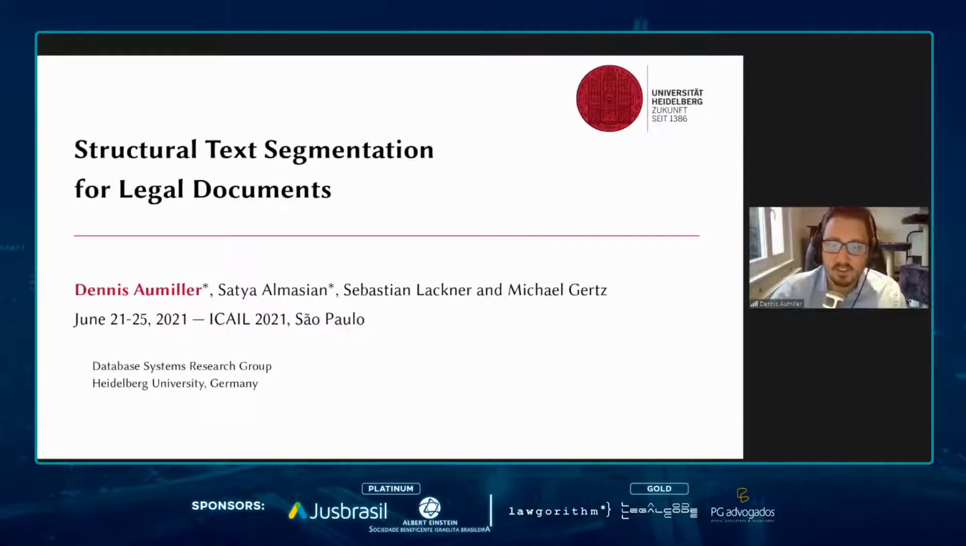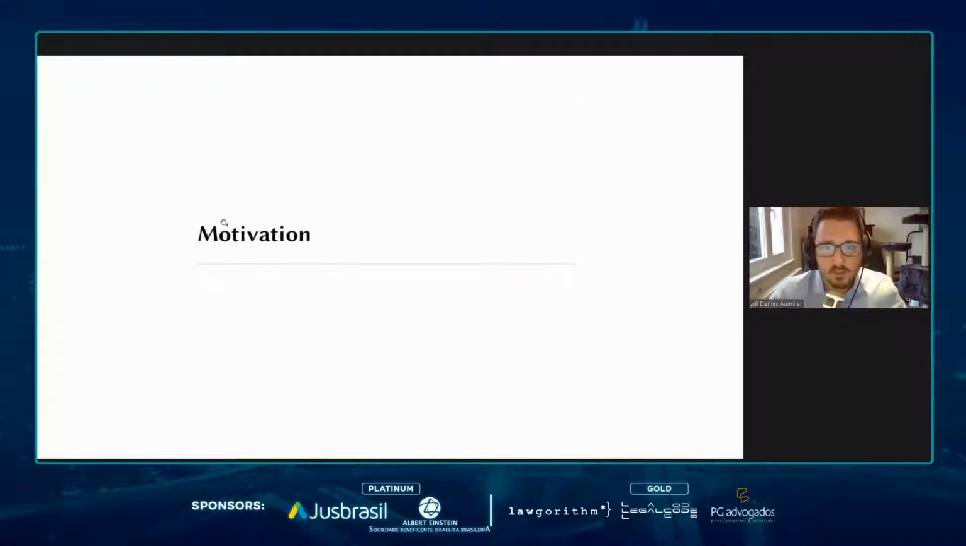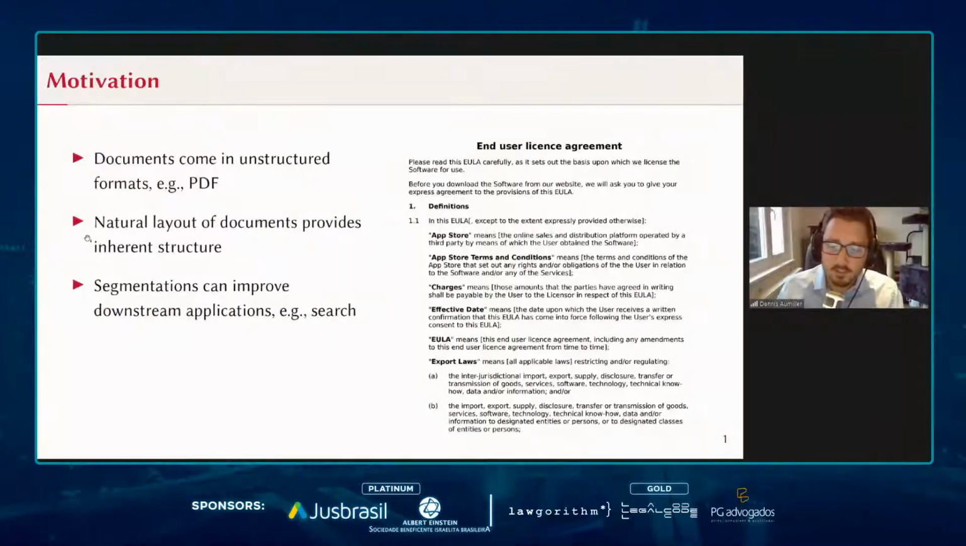Thank you very much. And with that, I'm going to start with our full paper presentation titled Structural Text Segmentation for Legal Documents. This is an equal contribution work between myself and my colleague Satya Almasian. And we have further collaborators Sebastian Lackner and Michael Gertz, also from the Database Systems Research Group in Heidelberg University. So to start with a brief motivation, what is structural text segmentation, and especially given legal documents, all about?